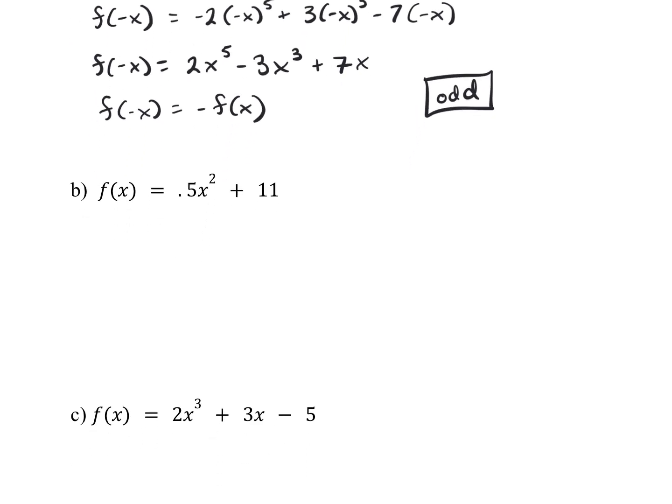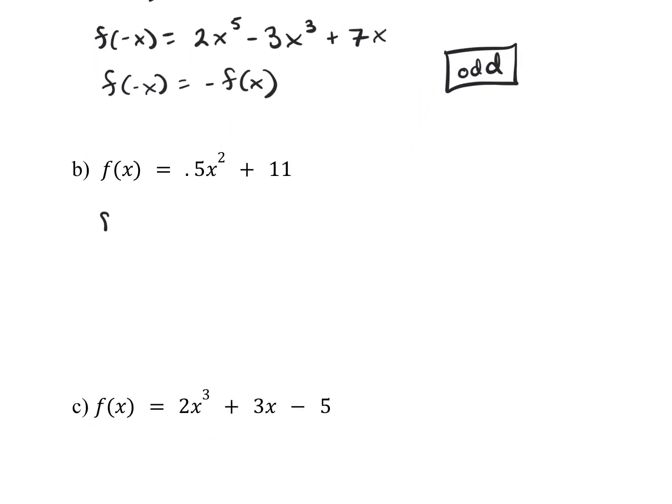Now if you look at part B, let's do that same algebraic test. We have 0.5 times negative x squared plus 11. So let's simplify that. We know that if we square a negative, it will always result in a positive. So this first term just stays exactly the same. Again, squaring it essentially negates that negative.